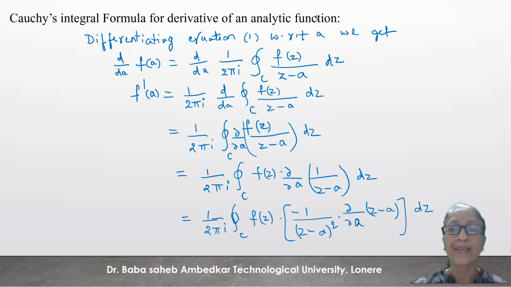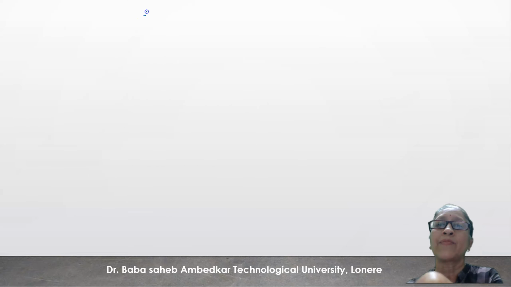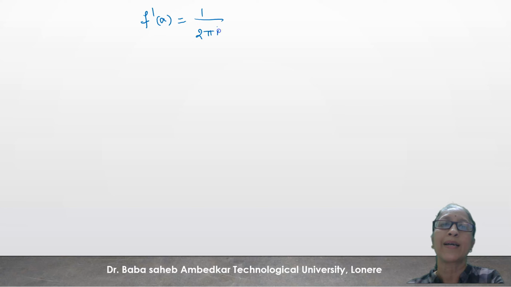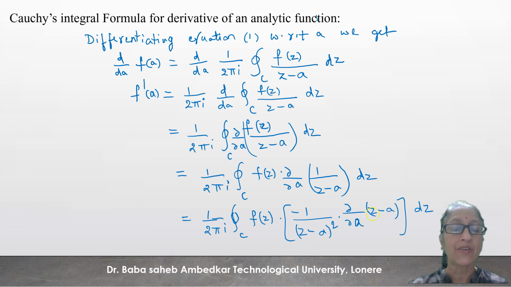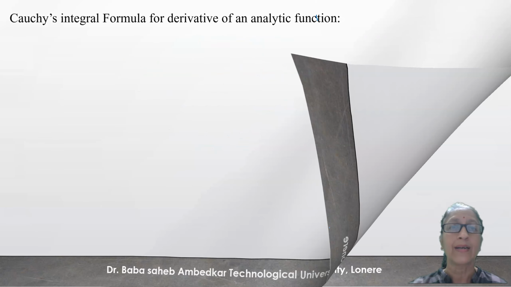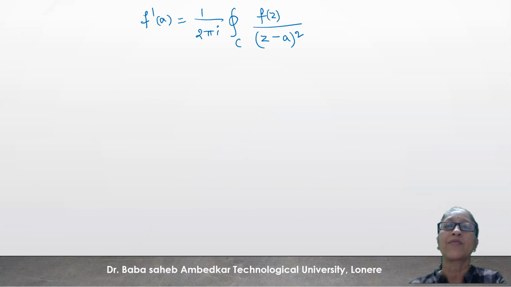So if you find this integral, then we get f dash of a equal to 1 upon 2 pi i into contour integration of f(z) by (z minus a) whole square, because here the derivative of z minus a is minus 1. So minus 1 into minus 1 becomes plus 1. So 1 by (z minus a) whole square. Then we get f dash of a equal to 1 by 2 pi i into contour integration of f(z) by (z minus a) whole square dz.